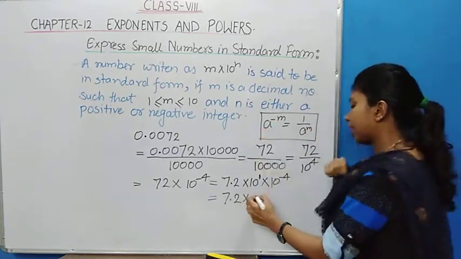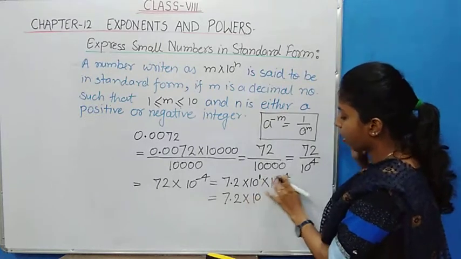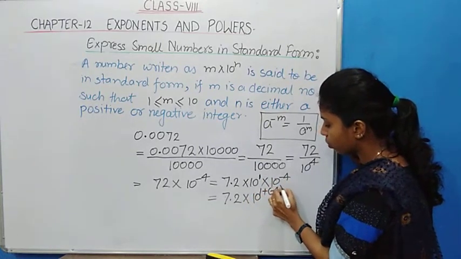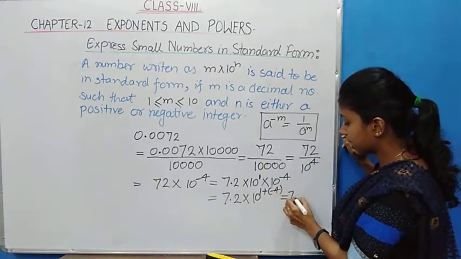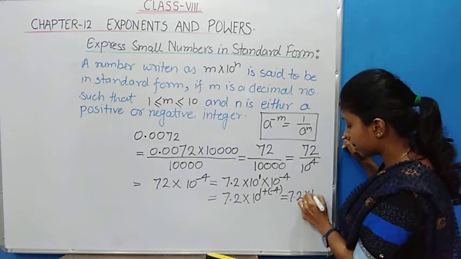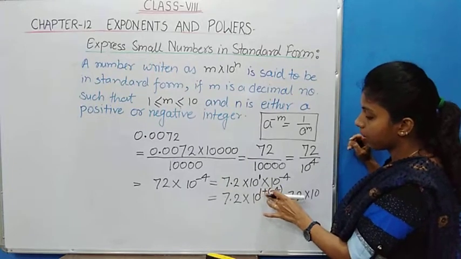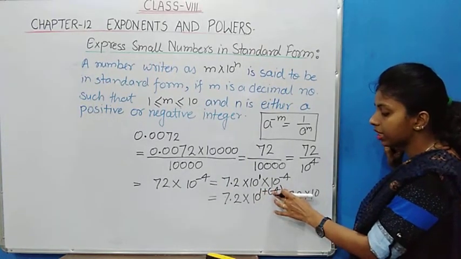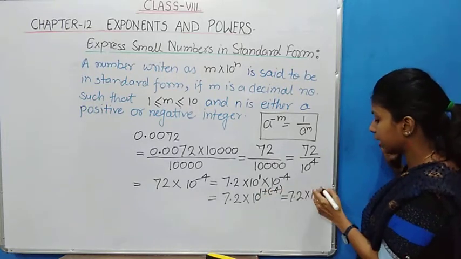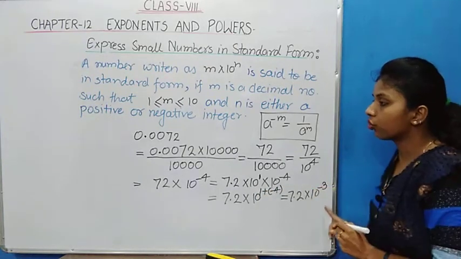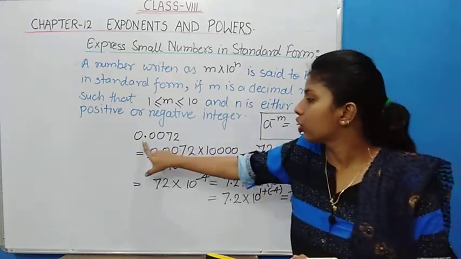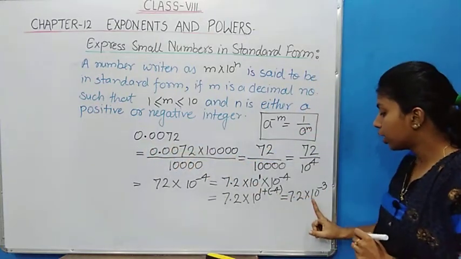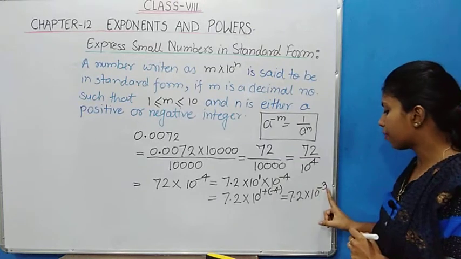7.2 times 10 raised to power, the exponents are added, so 1 plus minus 4. So what do we get? It is 7.2 times 10 raised to power 1 plus minus 4. This plus and minus become minus. So 1 minus 4 is minus 3. So we can represent 0.0072 as 7.2 into 10 to power minus 3.